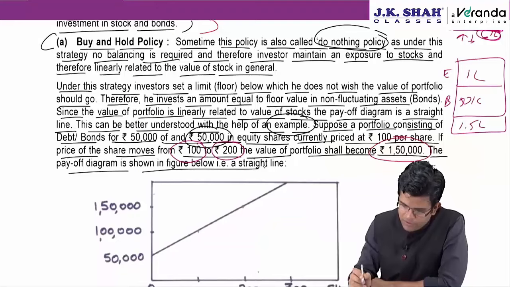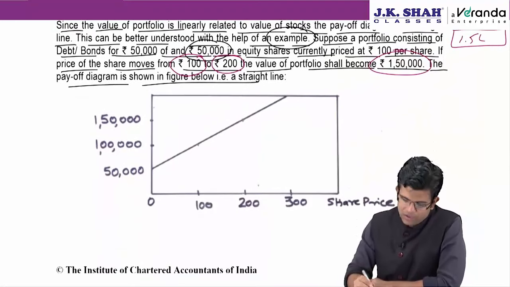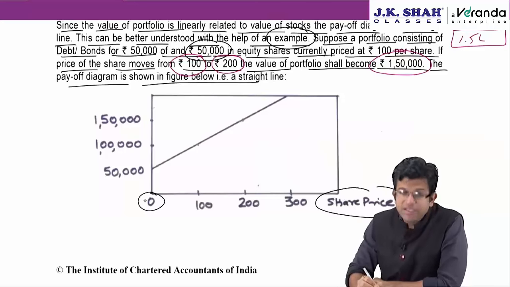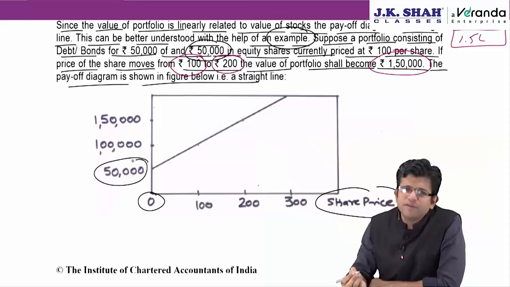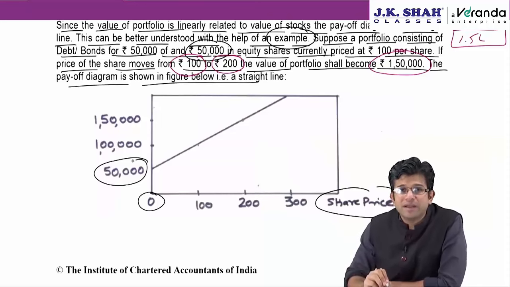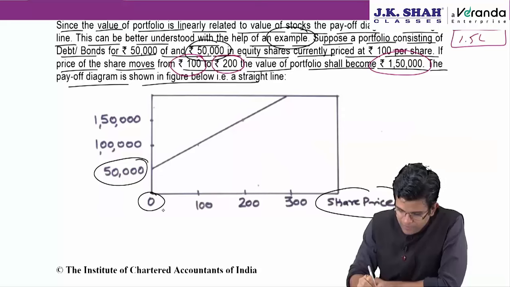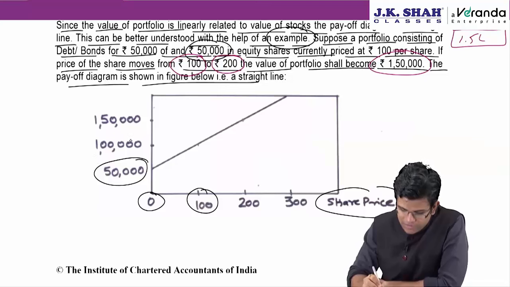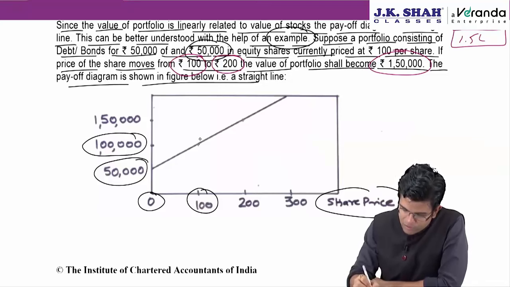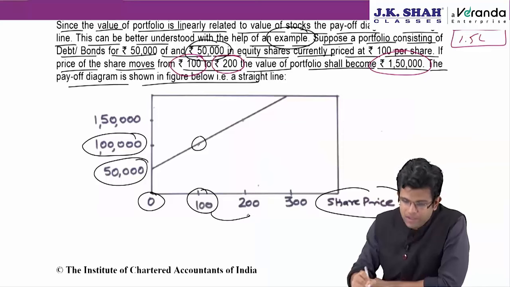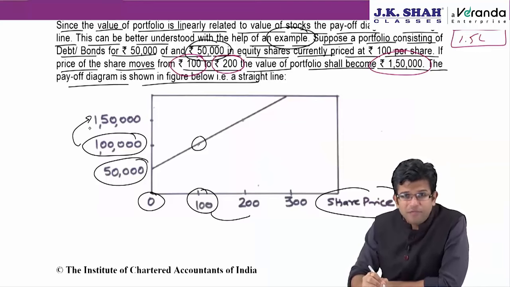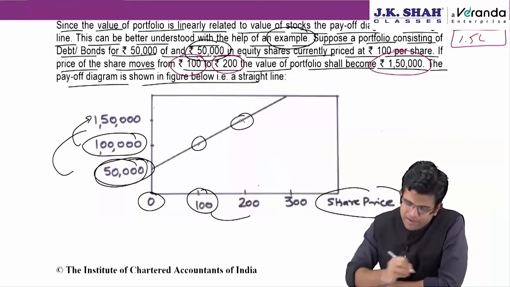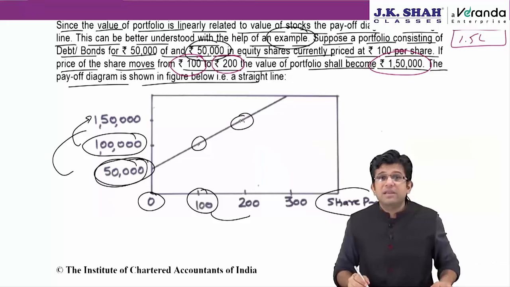The payoff diagram is shown in the figure below, that is a straight line. So can you see, when the value of the share price is 0, the value of your portfolio is 50,000 obviously, because only bonds will be there, correct? Equity's value is 0. When the price is 100, do you realize that equity also now becomes 50,000 and therefore the total value becomes 1 lakh. So this is that coordinate. When it goes to 200, the total portfolio's value will go to 1,50,000, that is 50,000 plus 1 lakh in the equity. This is the coordinate, and therefore the line we have seen in the Sharpe single index model.